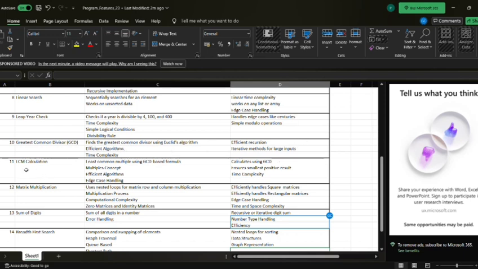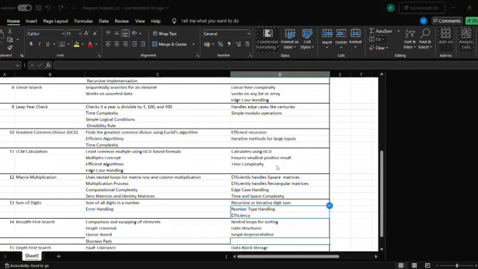12. Matrix multiplication: nested loops. Matrix multiplication involves nested loops to iterate over rows and columns. Computational complexity: matrix multiplication has a time complexity of O(n^3) for general matrices.